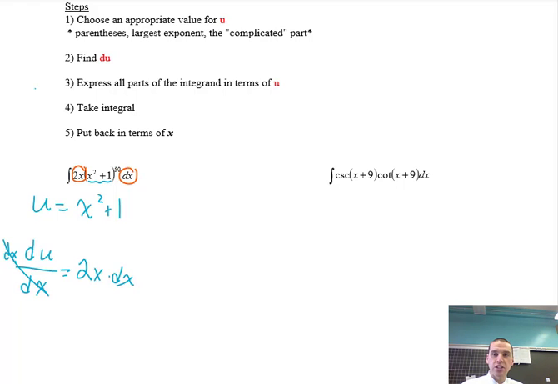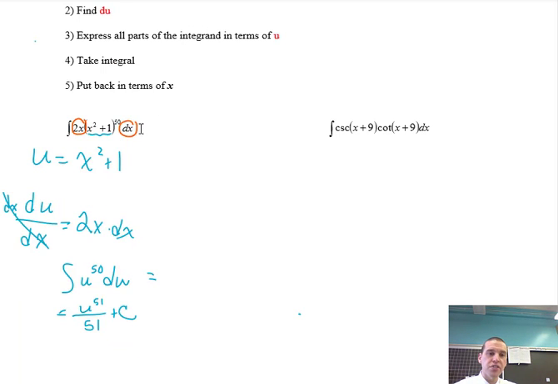The x squared plus 1 can be replaced with u. So therefore, I can now rewrite that integral as u to the 50th du. Why just du? Because the 2x dx is what du is. Now, this looks just like what we had been doing with our basic integration. The integral of u to the 50th is u to the 51 over 51 plus c.